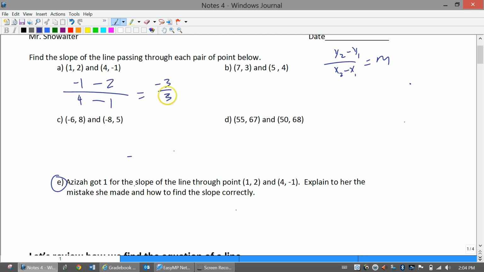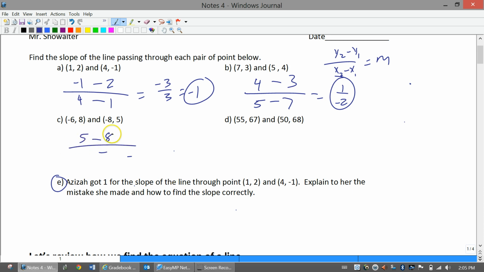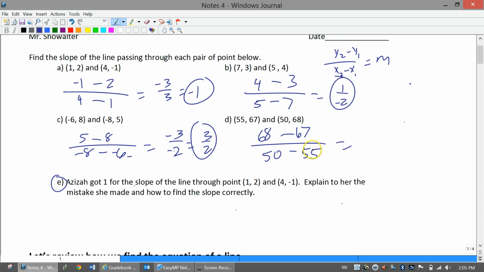So it's -3 over 3, which is -1. Okay, that's the first one. Right, second one. 1 over -2, -1/2, same thing. Third one. Negative over negative is just a positive, so it's that. Next one. One over -5. There you go. Any questions on that?